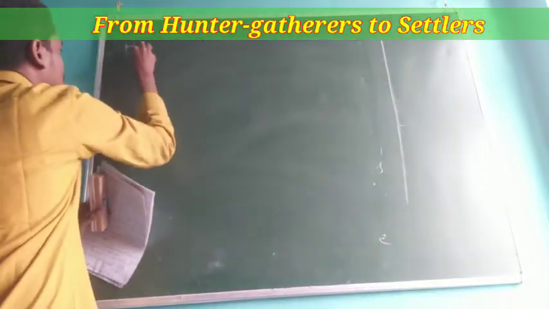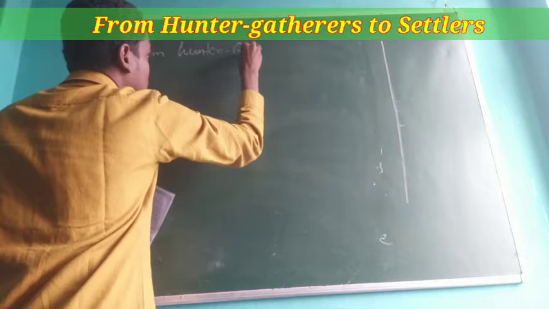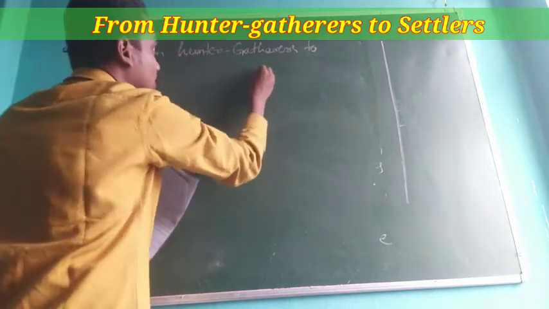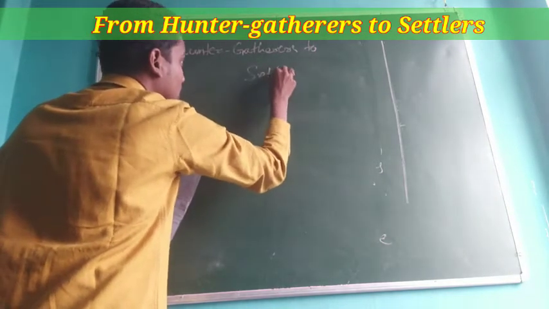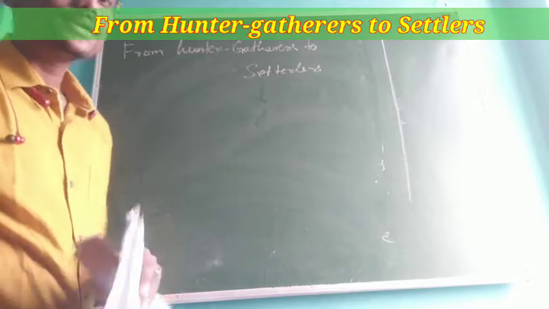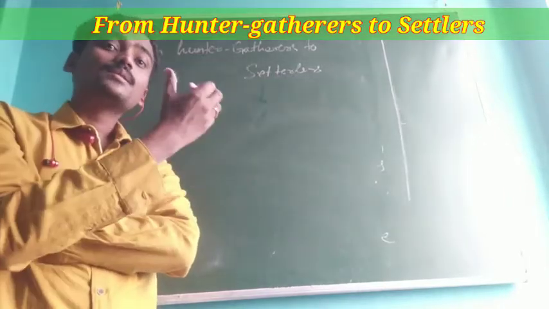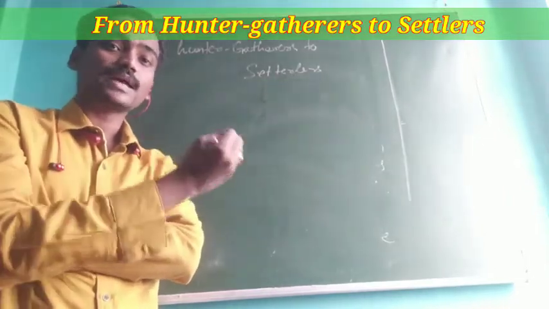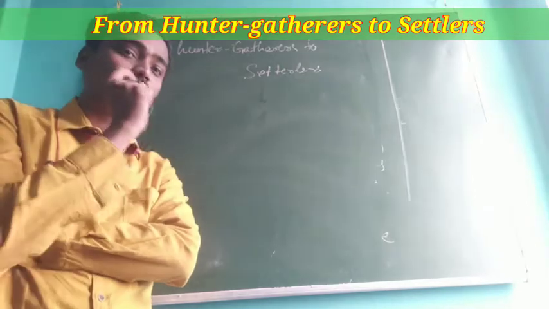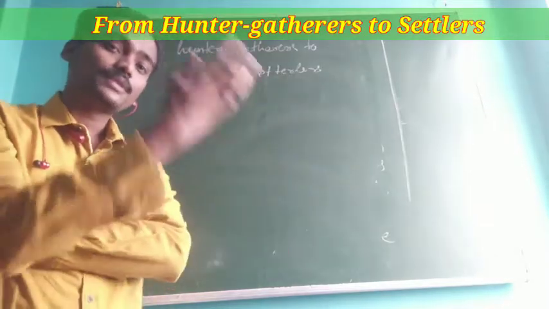Our next important concept is from hunter-gatherers to settlers. We have already discussed the gathering and hunting stage, where they gathered berries and fruits. They noticed that when they ate the berries and fruits and threw away the seeds, new trees started forming.